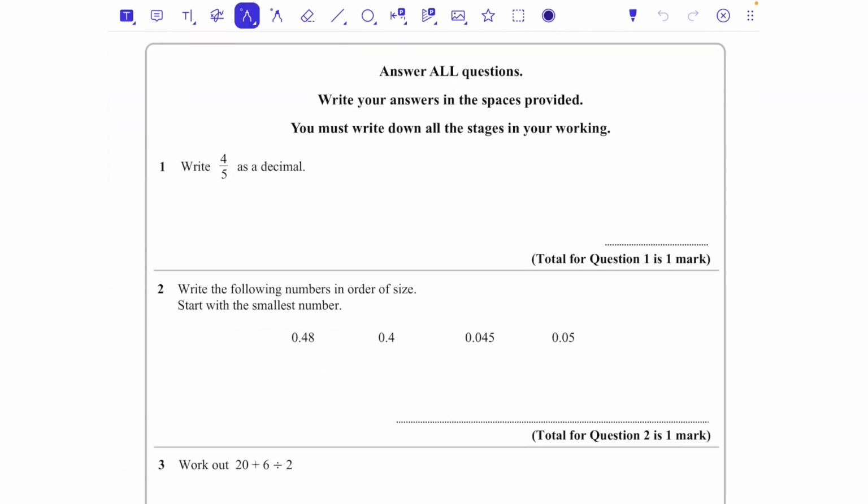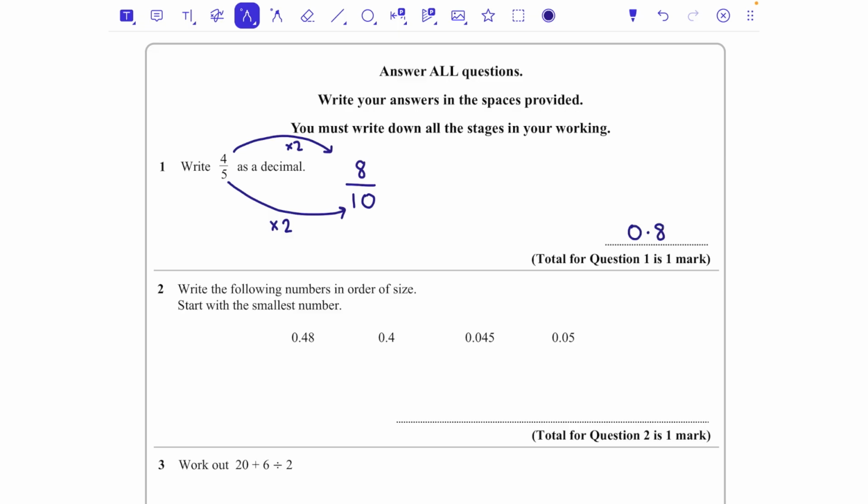Question number 1, write 4/5 as a decimal. To write a fraction as a decimal, it's going to be easier if it's out of 10 or out of 100. So I'm going to make this an equivalent fraction, but I'm going to make it out of 10 instead. The reason I've chosen to make it out of 10 is because the denominator is currently 5. So to make that out of 10, all we need to do is multiply by 2. If we've multiplied the bottom by 2, we also need to multiply the top by 2, and that makes it equivalent. Now 8/10 is an 8 in the tenths column, or 8 divided by 10, which moves the 8 one place value column over and gives us 0.8.